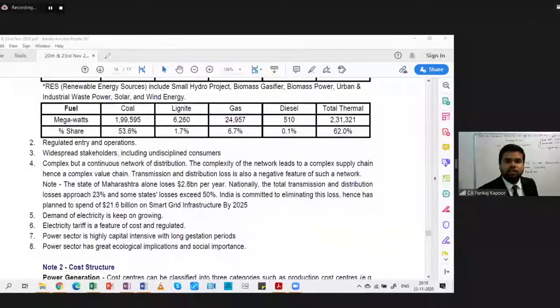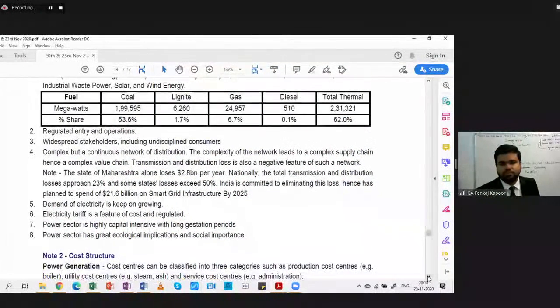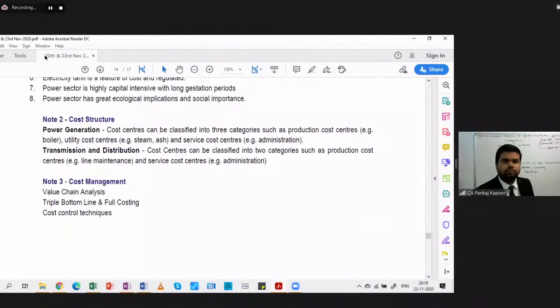Here the real costing of the power sector starts. This thing is not in the study material. This is an entirely new thing. So please pay attention. Power generation company, and thereafter power transmission and distribution company.